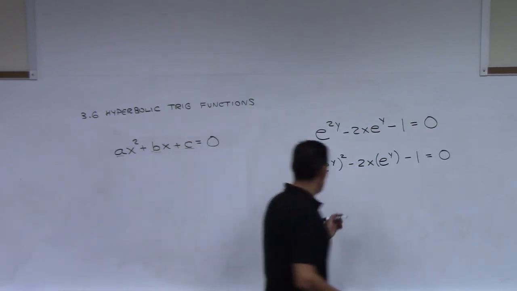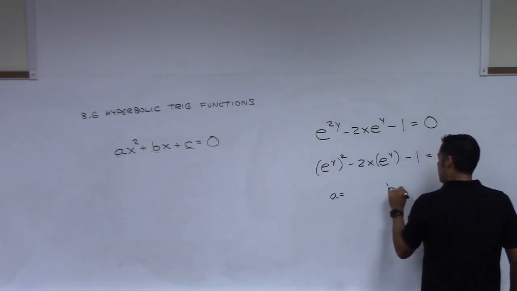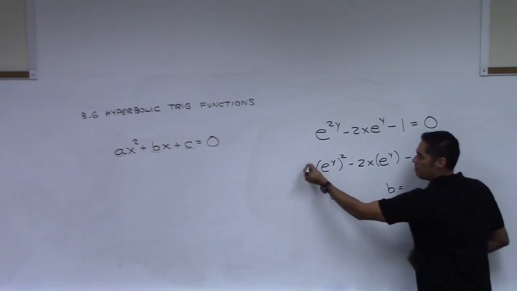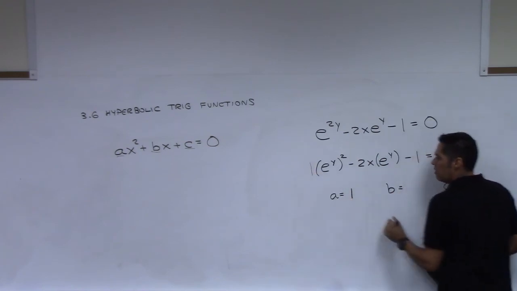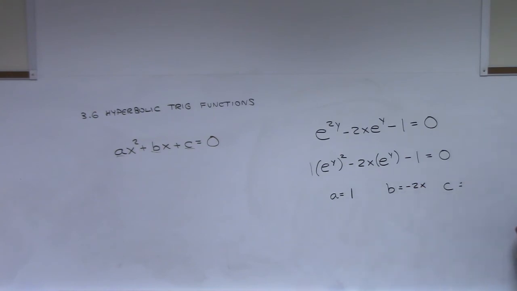So if you're keeping score, what are our a, our b, and our c here? What's the a for us here? It's the number in front of the thing being squared. So the a is 1, b is what? Negative 2x, and c is negative 1. Y'all see that? And now we just use the quadratic formula.